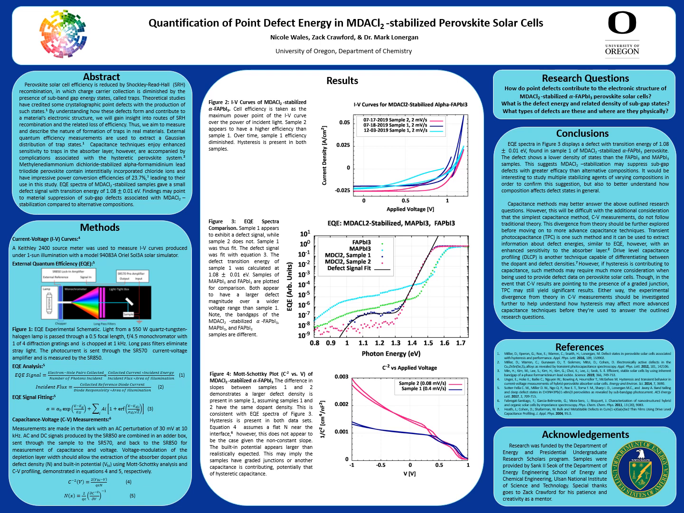I started by taking current voltage curves to get an idea of the relative efficiencies of my samples. Samples were subjected to the illumination of one sun, where current and voltage were then measured. The Lonergan group is advantaged with a particularly sensitive monochromator that allows us to use external quantum efficiency, or EQE, to extract information about defects.